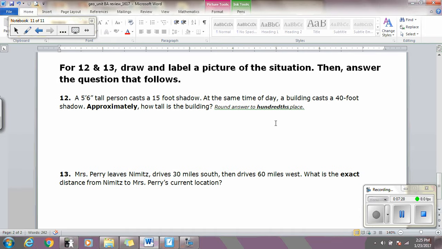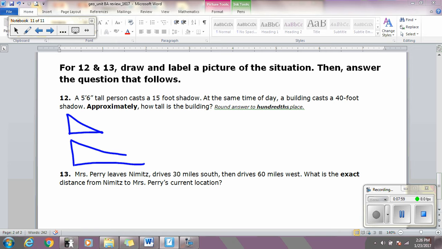For number 12 and 13, it wants us to draw and label a picture of the situation and answer the question. So number 12, a 5 foot 6 inch tall person casts a 15-foot shadow. At the same time of day, a building casts a 40-foot shadow. Approximately how tall is the building? So let's draw two similar triangles. And we've done this type of problem in a lot of situations.